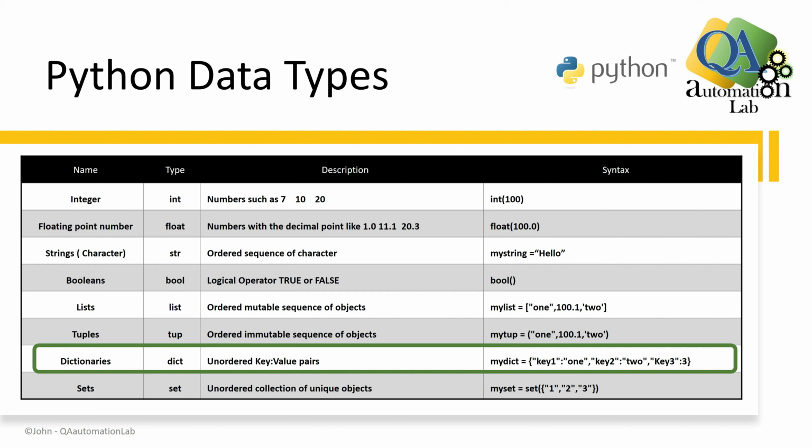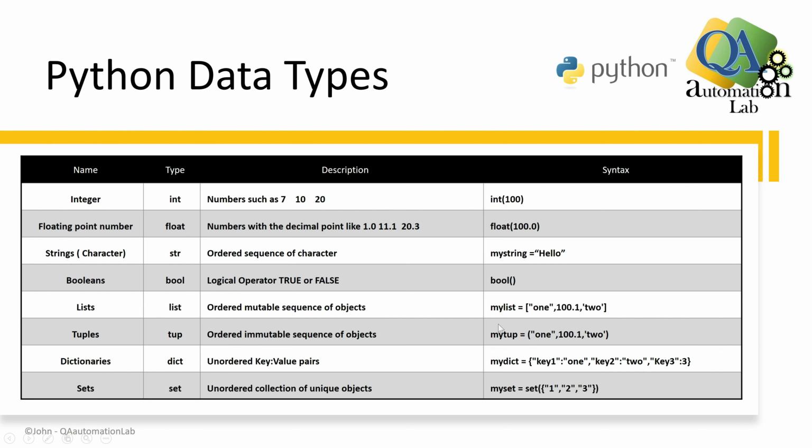The next one is dictionaries. A dictionary is an unordered key value pair. The syntax for dictionary is: the first one is key 1, this is a key, and the value for key 1 is 1. The next key is key 2, and the value for key 2 is 2, which we have given within double quotes. The third one is key 3, which is a key, and the value for key 3 is number 3, which we have given here.